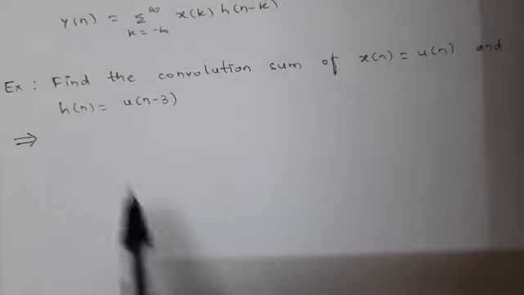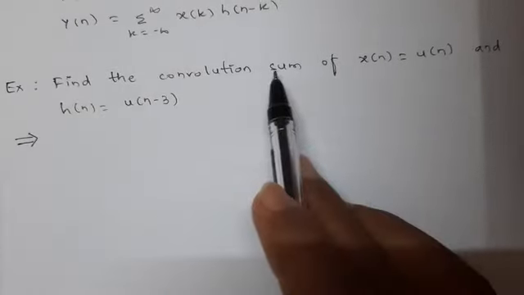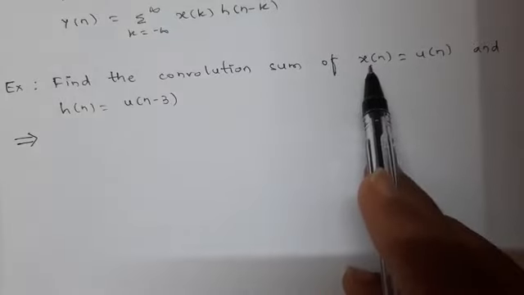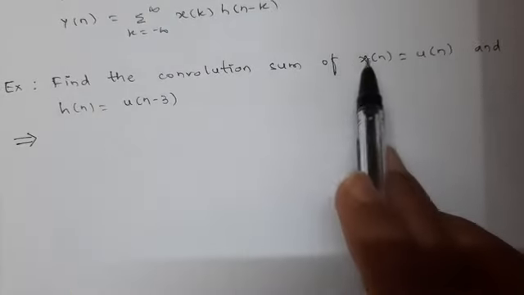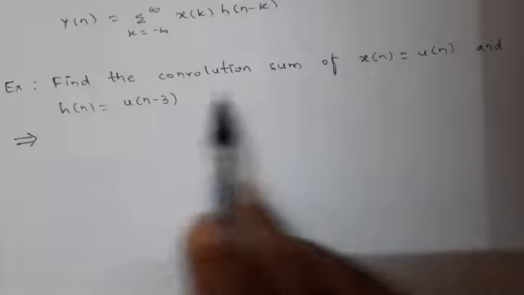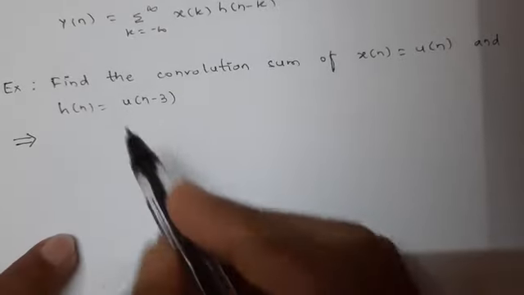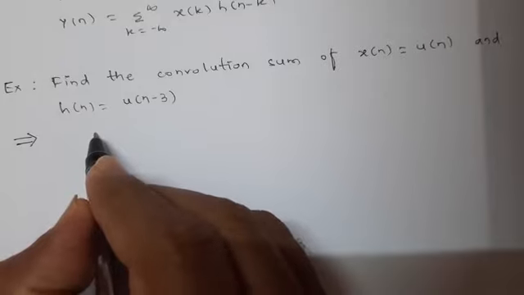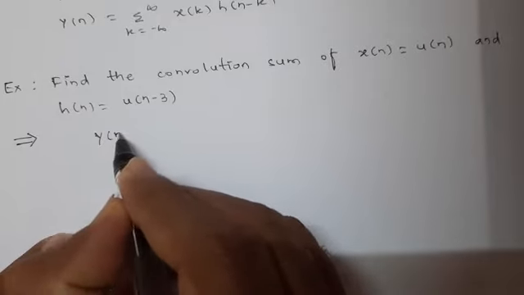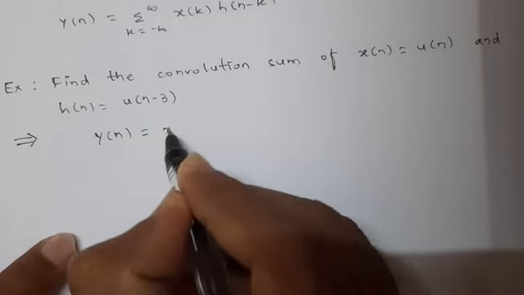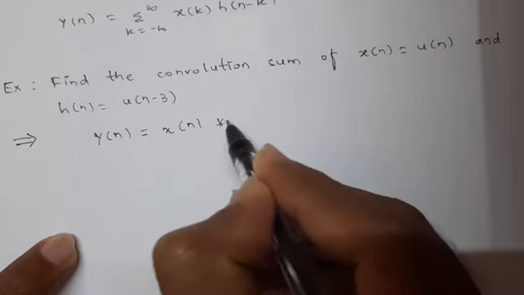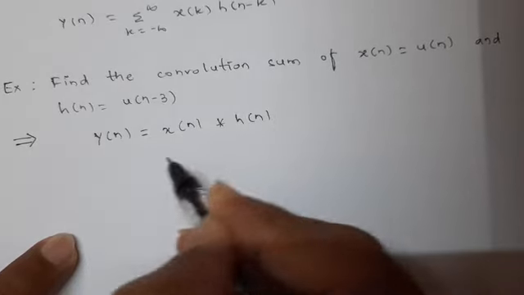Consider the example. Find the convolution sum of x of n and h of n. x of n is given as u of n and h of n is given as u of n minus 3. So you are asked to find y of n, which is x of n convolution with h of n.